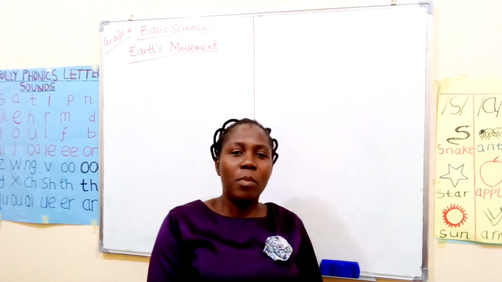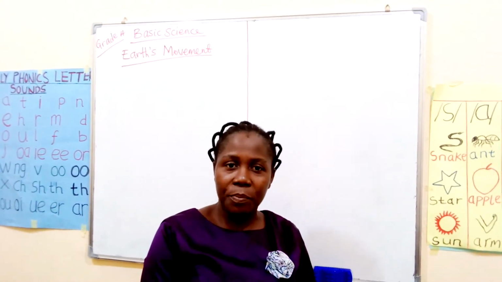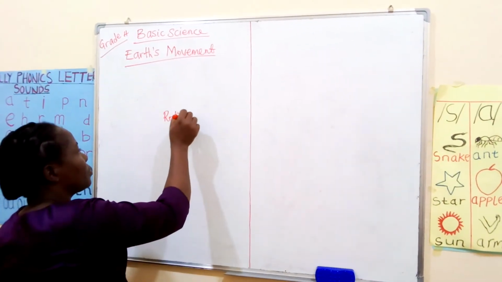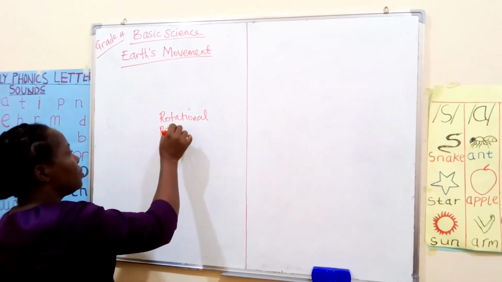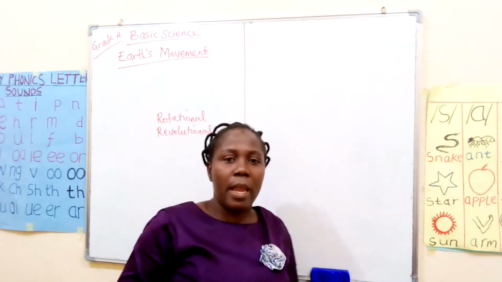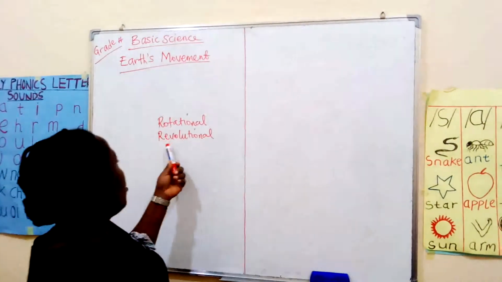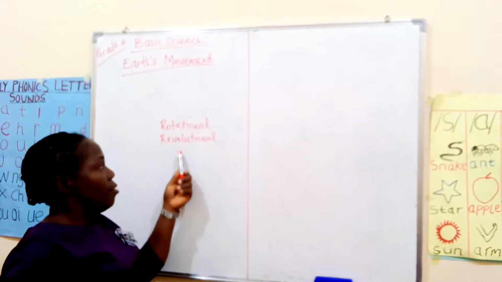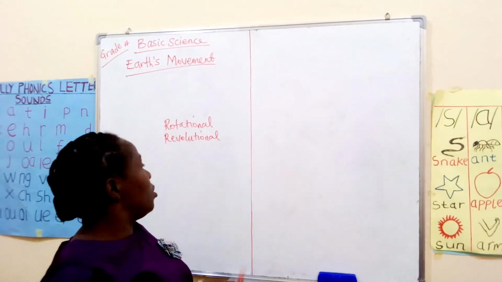Alright, the movements, as we have said, are of two types. Can you mention them for me? I've just mentioned them. Number one, I said the rotational movements and revolutional. These are the two types of movements the Earth performs or carries out. Now, this is what we are going to look at today. We will look at the rotational movements and its effects, and the revolutional movement and its effect.